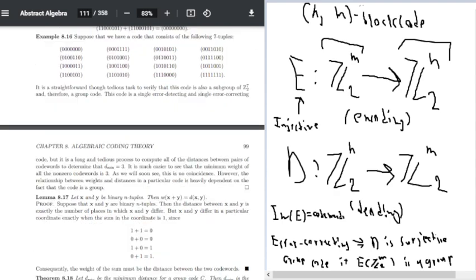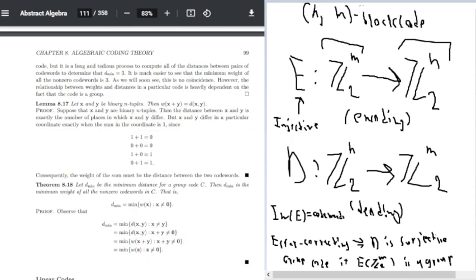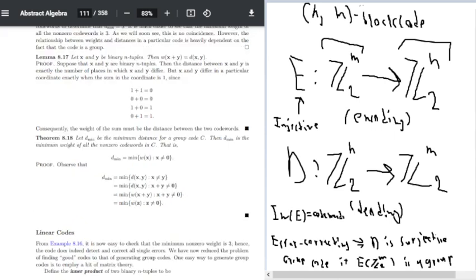Alright. This code is a single error detecting and single error correcting code, but it is a long and tedious process to compute all the distances between pairs of code words to determine that d-min is equal to 3. It is much easier to see that the minimum weight of all the non-zero code words is 3. As we will see, this is no coincidence. However, the relationship between weights and distances in a particular code is heavily dependent on the fact that the code is a group.